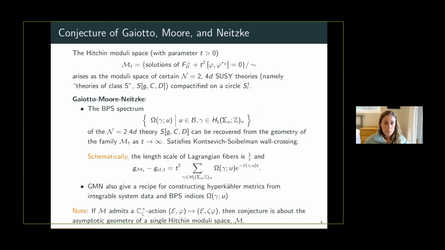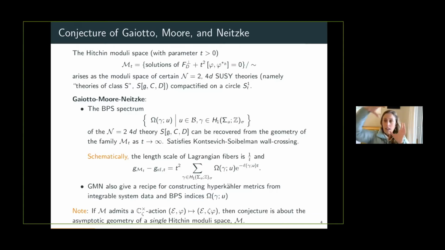So there's this BPS spectrum, something that you can compute from your field theory. And their claim, their conjecture, is that the BPS spectrum can be recovered from the asymptotic geometry, or the geometry of the family of this M_t as t is going to 0, or t is going to infinity. So what is happening to this family of Hitchin moduli spaces?